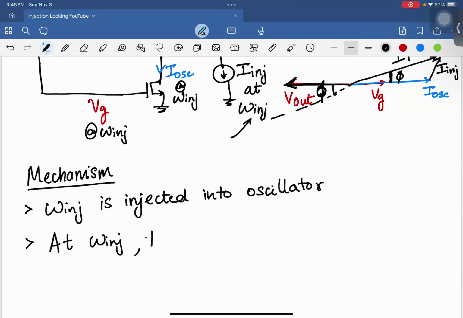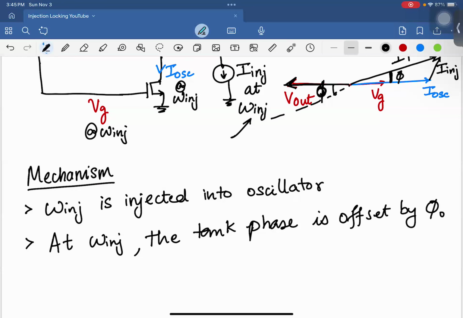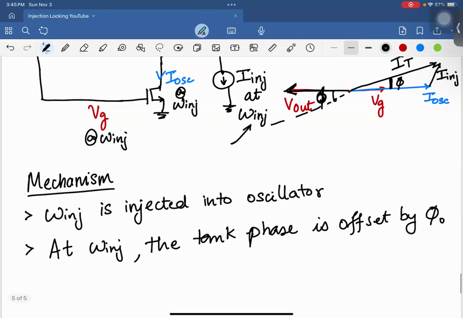Okay, then at omega injection, the tank phase is offset by phi naught, let's say. Originally the oscillator was oscillating at omega naught, where the tank had no phase shift except for the 180 degrees. But now at omega injection, which is slightly offset, the tank introduces its own phase shift, phi naught, right?